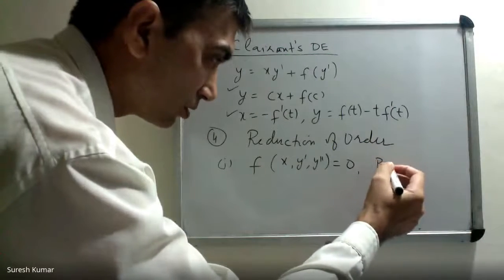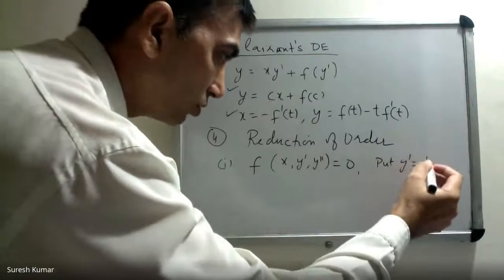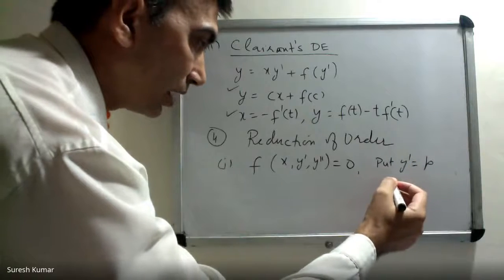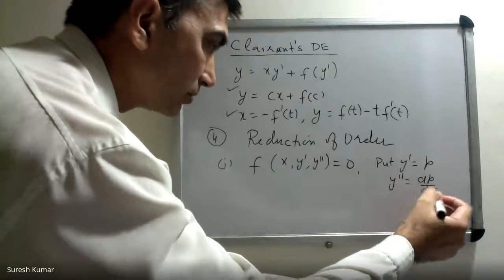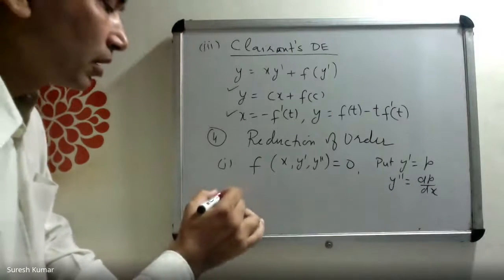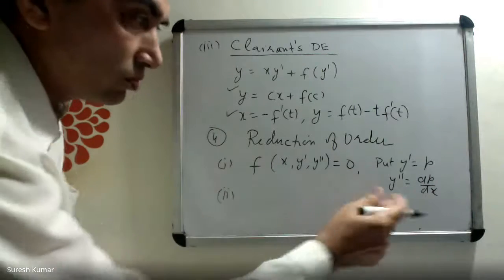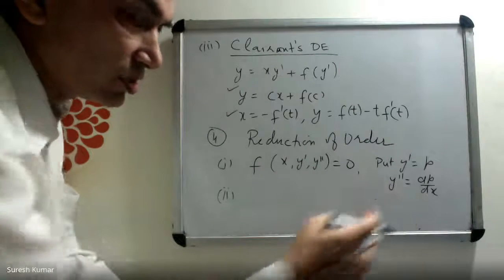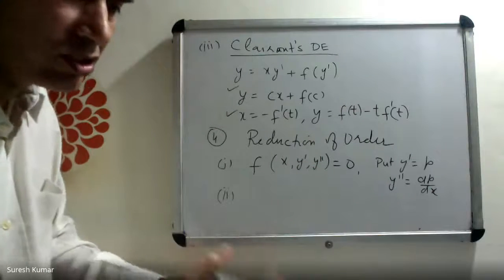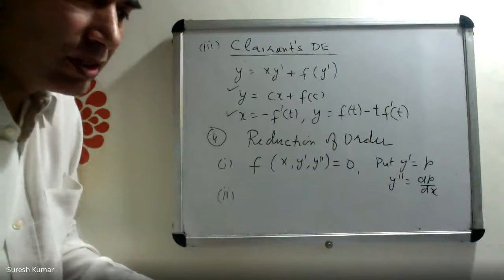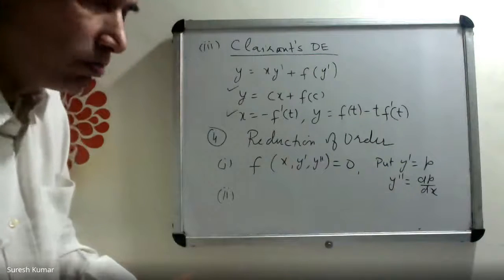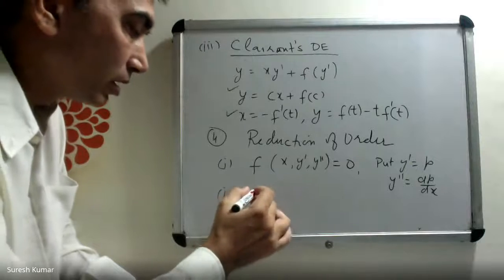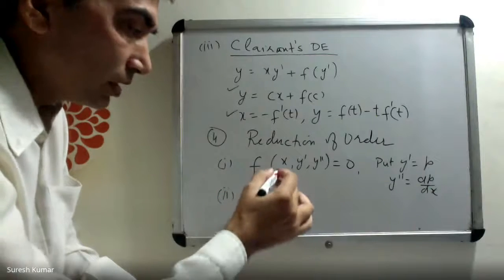Put y' = p and y'' = dp/dx. Once you do this, you will see that it is a first order equation in p and x. So first you will find p, and after that you will find y using this relation, y' = p.